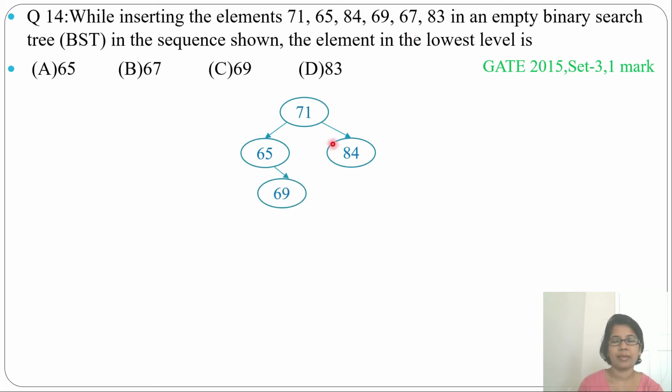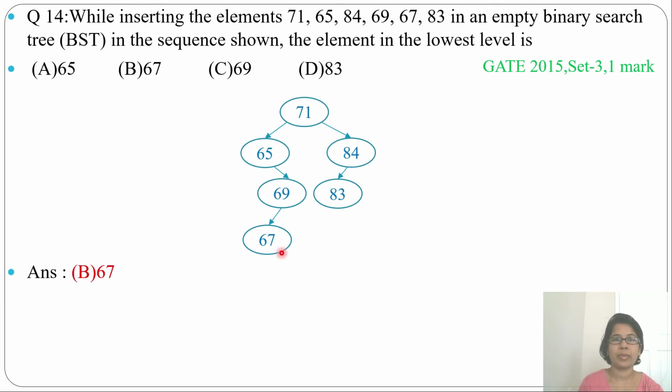Then 67, 67 is less than 71, greater than 65, less than 69. So it will be inserted as the left child of 69. So next 83, 83 is greater than 71, it is less than 84, so it will be inserted as the left child of 84. Okay, so now you can easily see which element is at the lowest level. So 67 is at the lowest level, so the answer will be B, 67.